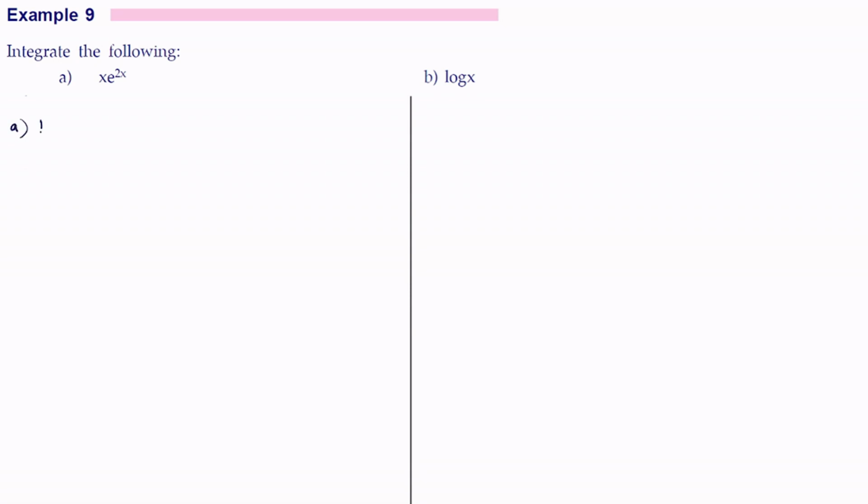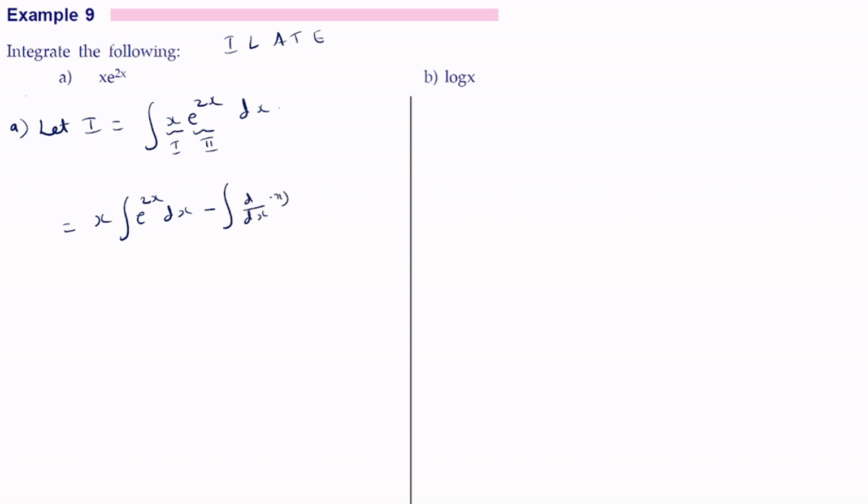So here let us take I equal to integral x into e raised to 2x dx. According to the order ILATE, the first function we have to take as the algebraic function and the next function as the exponential function. So this is first function into integral of the second function minus integral of derivative of the first function, that is derivative of x into integral of second function dx plus c.